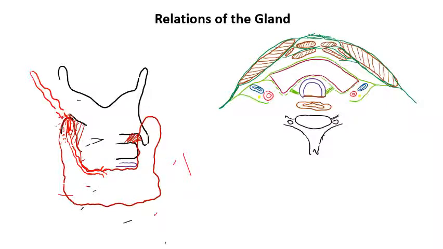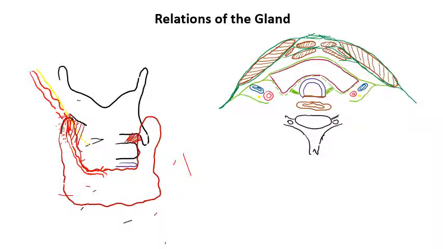Running in close relation to the superior thyroid artery was the external laryngeal nerve, which is a branch of the superior laryngeal nerve. And at the apex, it went posterior and went on to supply the cricothyroid muscle.